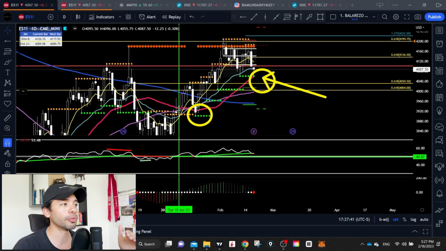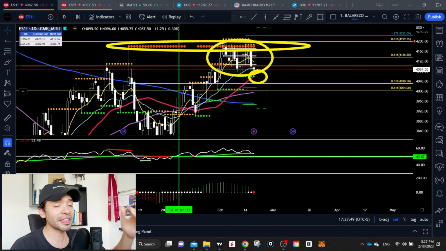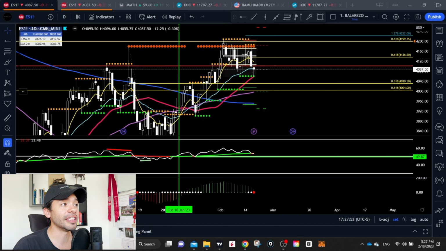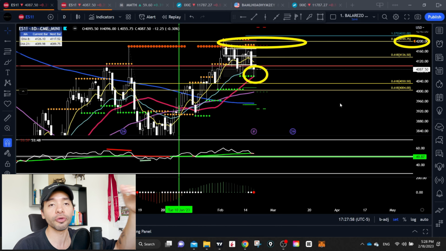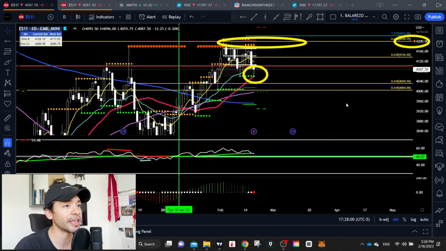So you can see that we came to that level here, then we have a very strong rally, and now we're coming back to that level after flagging at resistance. So the expectation is that this level is going to hold, and we're probably going to have a retest of these levels right here. So I'm looking for a move all the way back to 4,200 in the S&P.